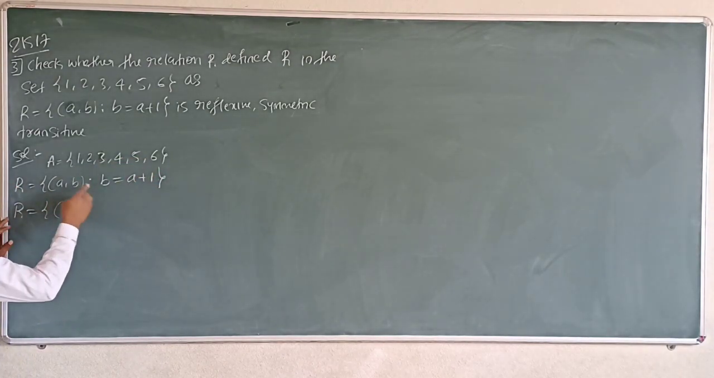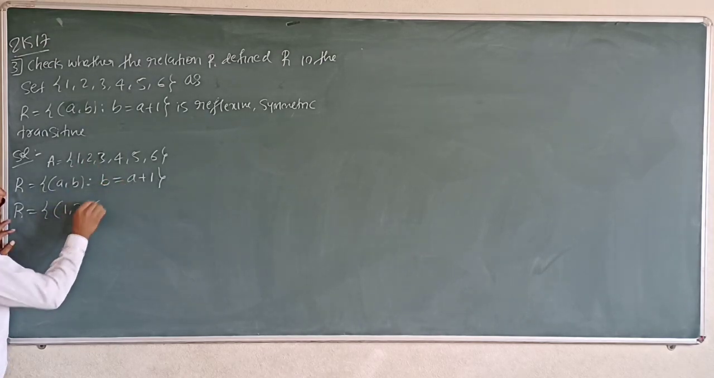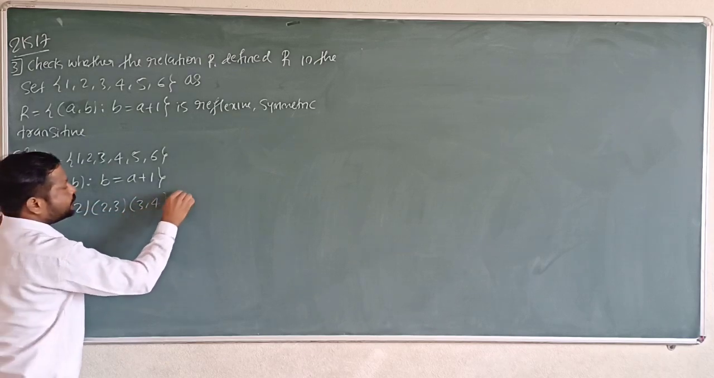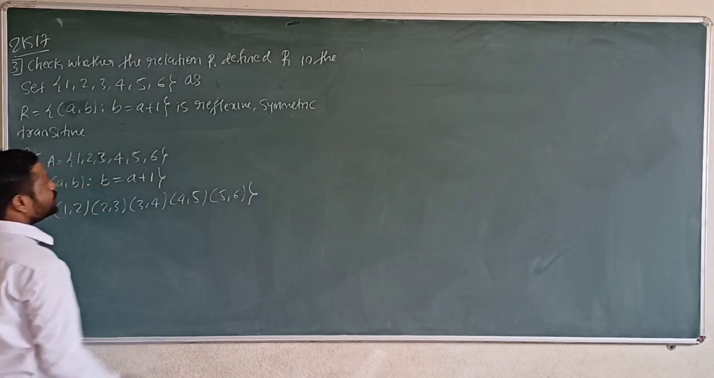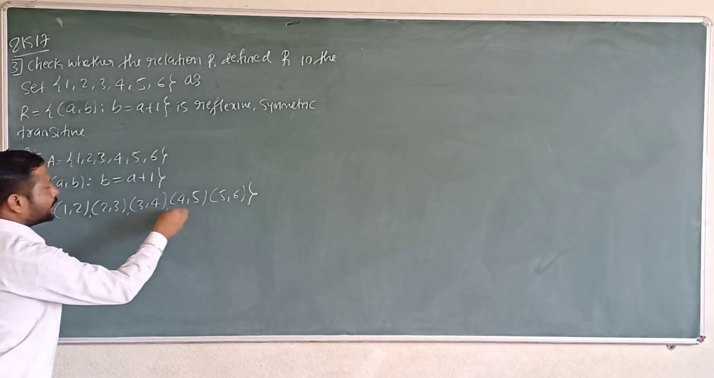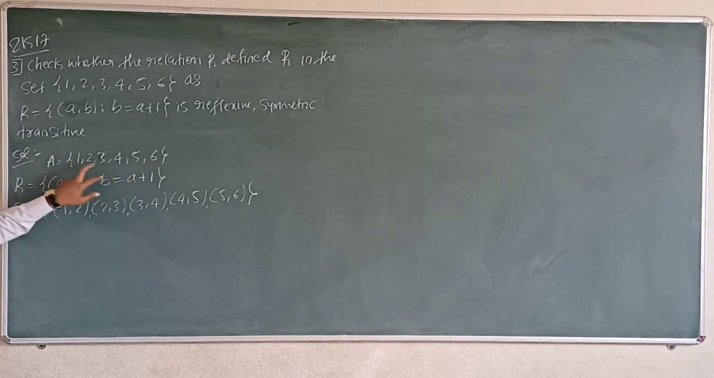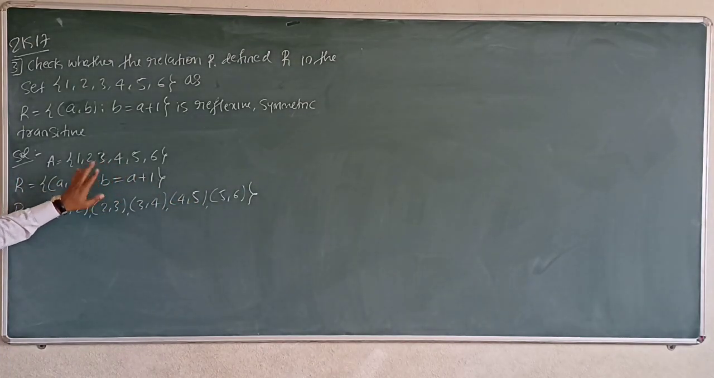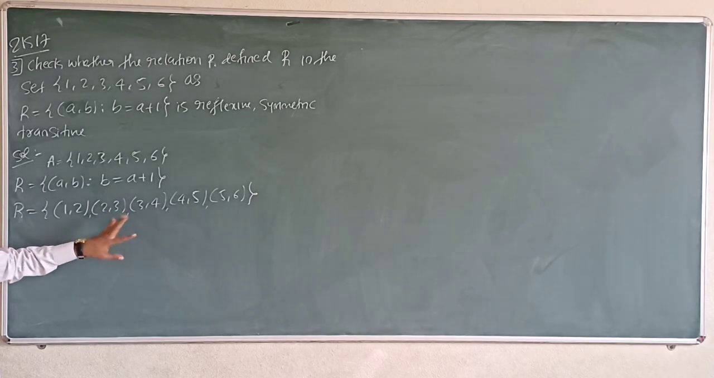Put a equals 1: 1 plus 1 is 2. 2 plus 1 is 3. 3 plus 1 is 4. 4 plus 1 is 5. 5 plus 1 is 6. These are the ordered pairs. 1, 2, 3, 4, 5 belong to the first set and 2, 3, 4, 5, 6 belong to the second set. All the elements belong to set A only. So the pairs are (1,2), (2,3), (3,4), (4,5), (5,6).